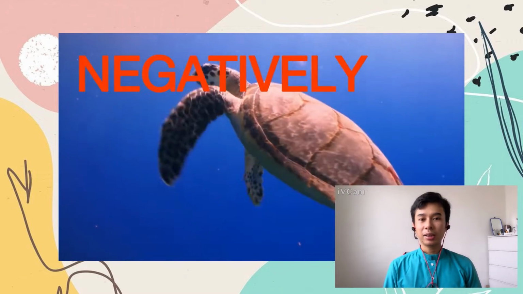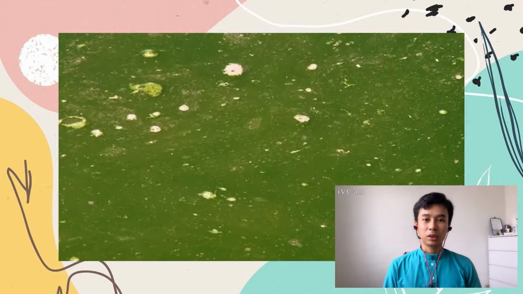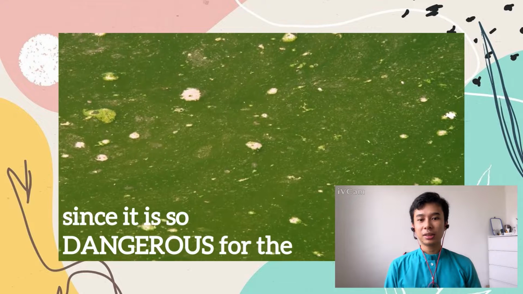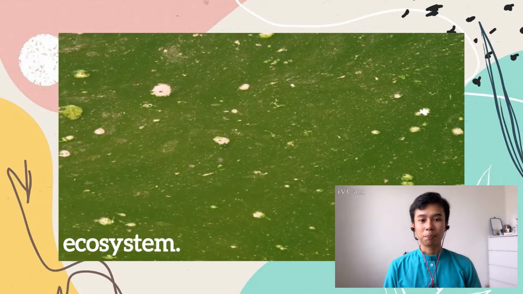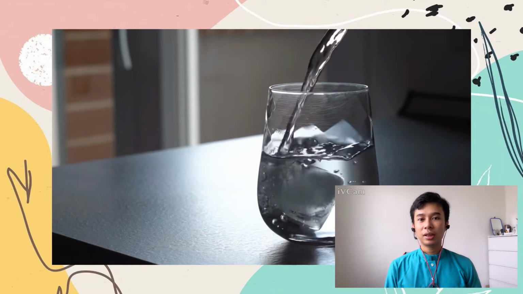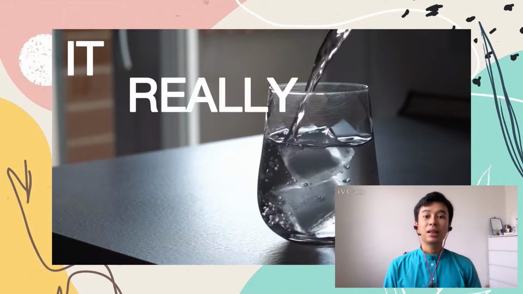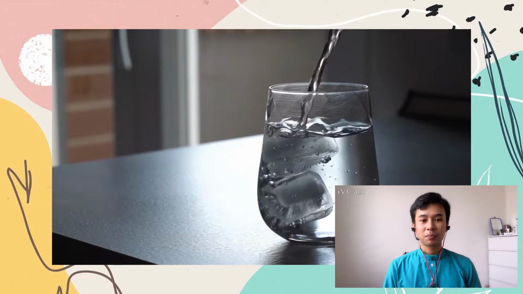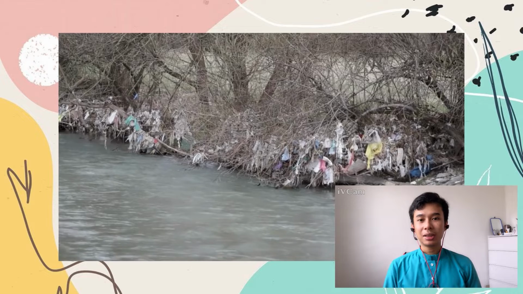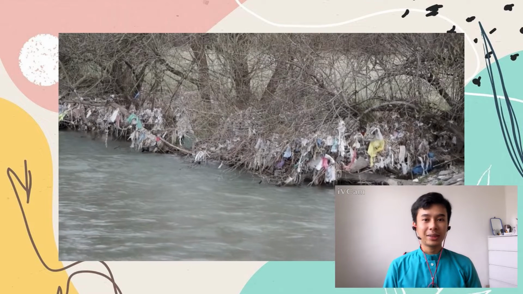Additionally, both people and animals are negatively impacted by water pollution. It needs to stop immediately since it is so dangerous for the ecosystem. Even though we may believe the water we drink every day is clean, it really includes pollutants. Therefore, in order to live a healthier lifestyle, we must take steps to avoid water contamination on a worldwide scale.